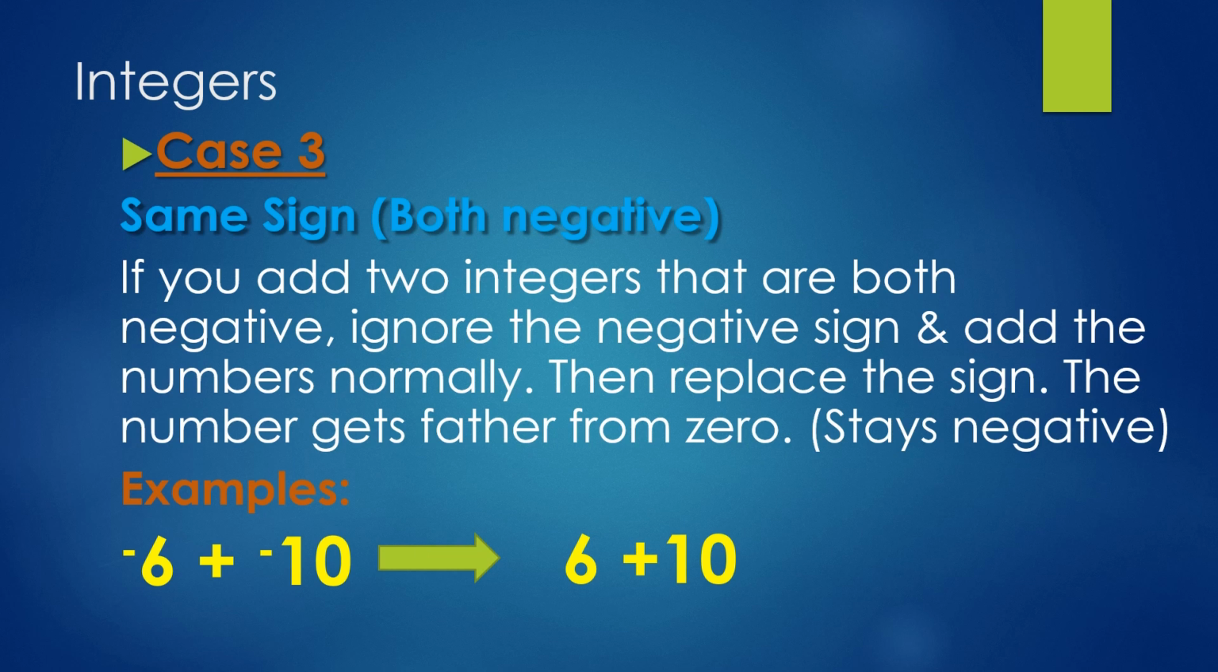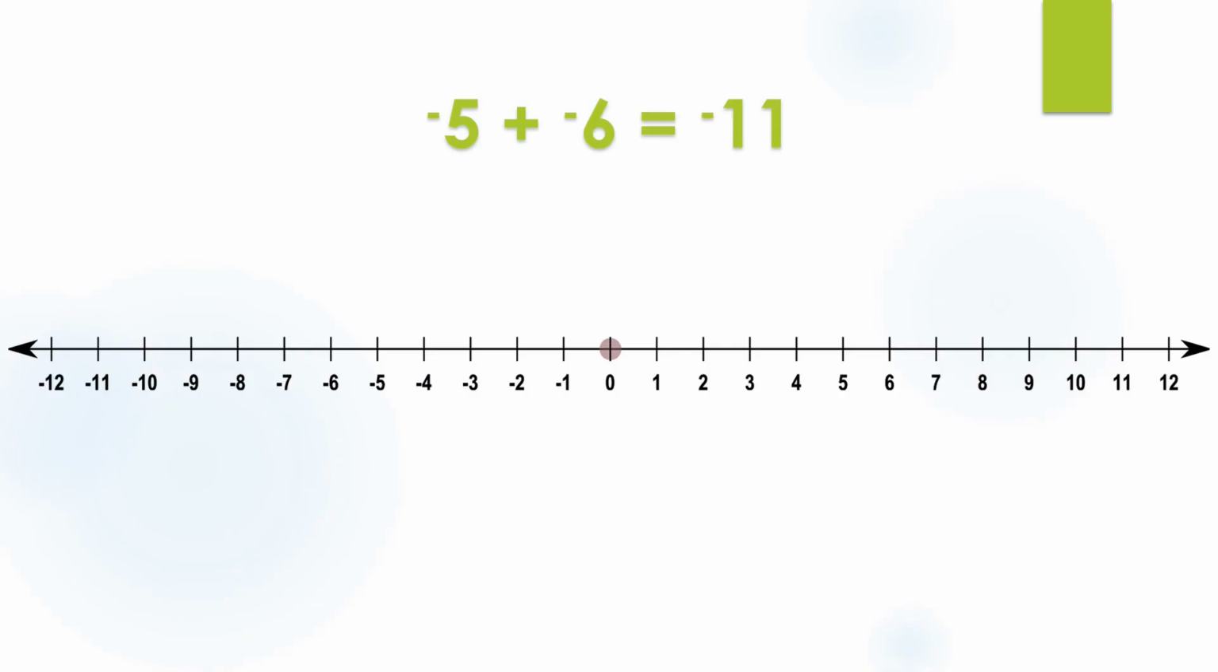We're going to add the numbers anyway without the negative sign. Then that equals 16. It's always important to put the negative sign back in, students. So our answer will be negative 16. Let's look at a similar example on the number line. Negative 5 plus negative 6 equals negative 11.